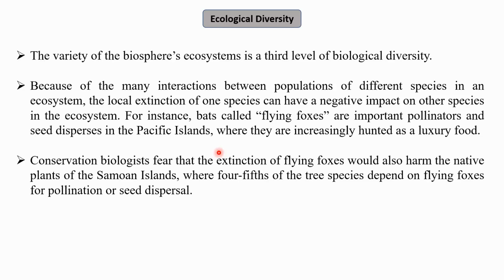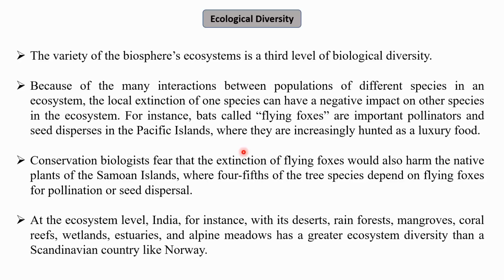Now, the conservation biologists, that is, the biologists who are trying to study the conservation of these diverse organisms, fear that the extinction of the flying foxes would also harm the native plants of the Samoan Islands, where 4/5 of the tree species depend on the flying foxes for pollination or seed dispersal. So from this example, we can have an idea of how the extinction of one species can impact the growth of other species within the same ecosystem.